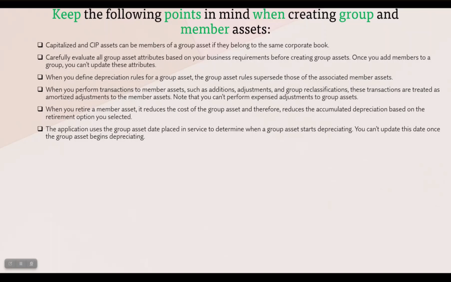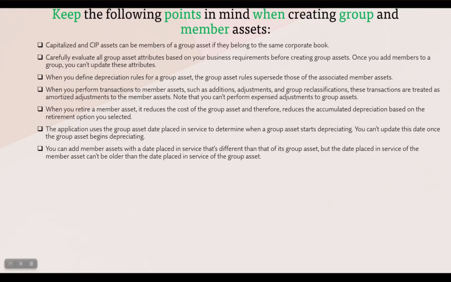The application uses the group asset's date placed in service to determine when a group asset starts depreciating, like individual assets. You cannot update this date once the group asset begins depreciating. Also, all of us know this. You can add member assets with a date placed in service that is different than that of its group asset, but the date placed in service, which is DPIS, of the member assets cannot be older than the date placed in service of the group of assets.